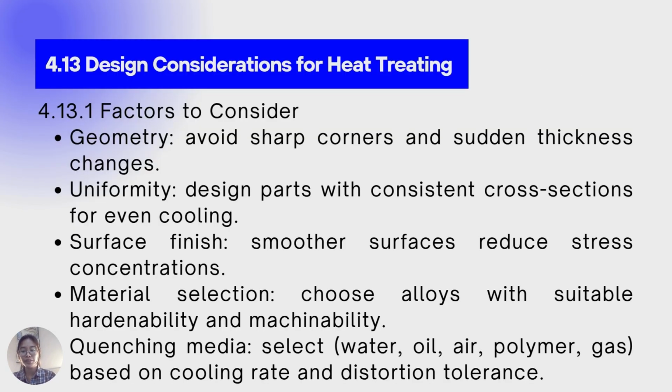Before performing heat treatment, we need to carefully consider a few key design factors. First, geometry. Avoid sharp corners or a sudden thickness change, since they cause uneven heating and stress buildup. Second, uniformity. Design parts with consistent cross-section so they cool evenly and don't warp or distort. Next, surface finish. Smoother surface reduces stress concentrations and lowers the risk of cracking during quenching. Material selection is also critical. Choose alloys with the right hardenability and machinability for the process.